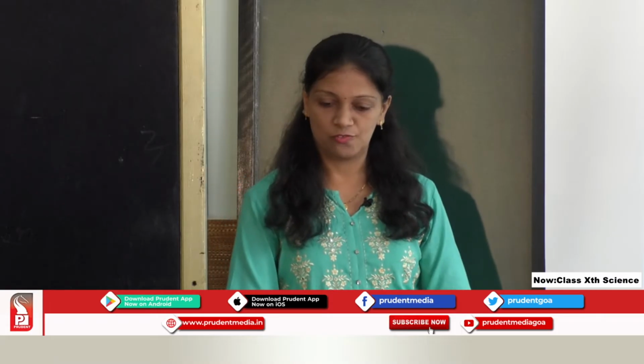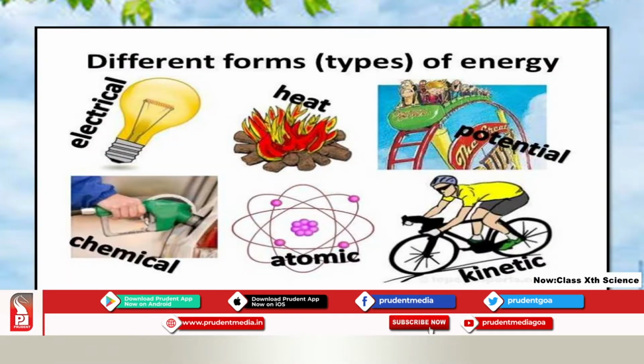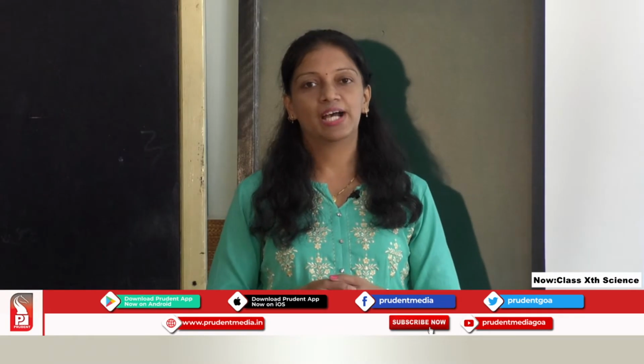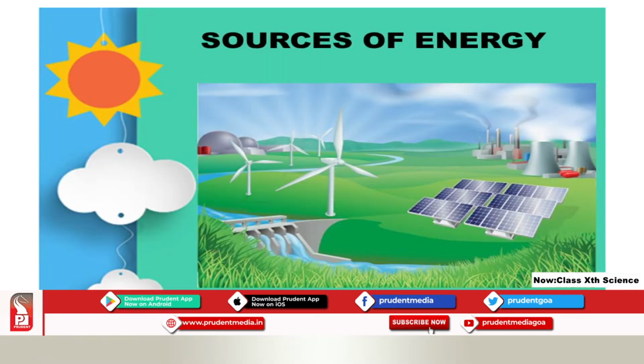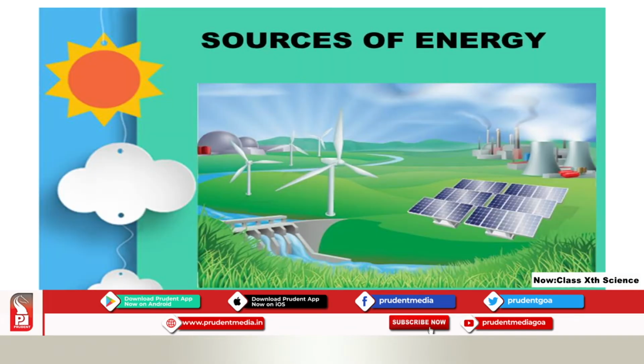Let us see which are those forms. The different forms of energy are electrical energy, heat energy, potential energy, kinetic energy, atomic energy, chemical energy, and so on. In today's class, we are going to start with the chapter Sources of Energy, which has a weightage of 3 marks for Goa board exam.